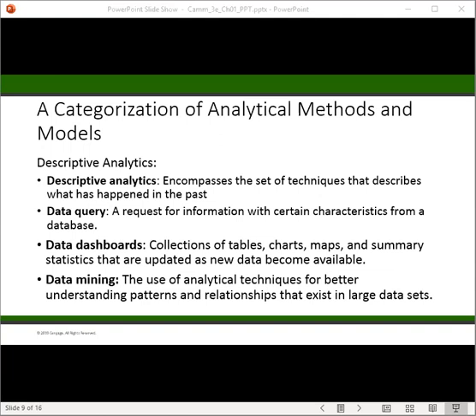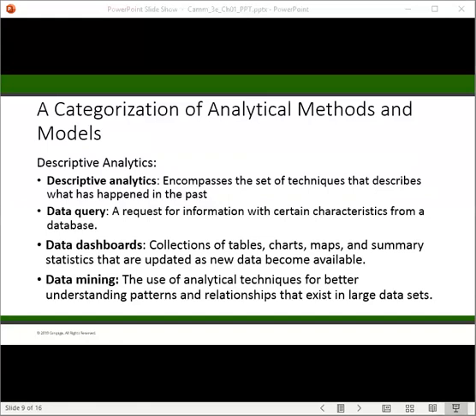A data query is a request for information with certain characteristics from a database. And dashboards are a collection of tools, tables, charts, maps, and summary statistics that are updated as new data becomes available. You use dashboards to help management monitor specific aspects of a company's performance related to their decision-making responsibilities. For corporate level managers, daily data dashboards might summarize sales by region, current inventory levels, and other company-wide metrics. Frontline managers may view dashboards that contain metrics related to staffing levels, local inventory levels, and short-term forecasts.